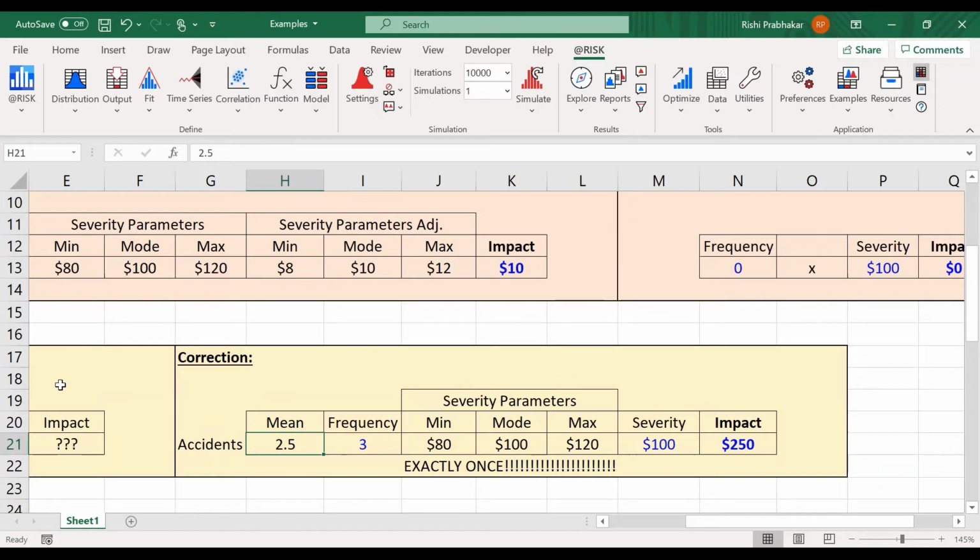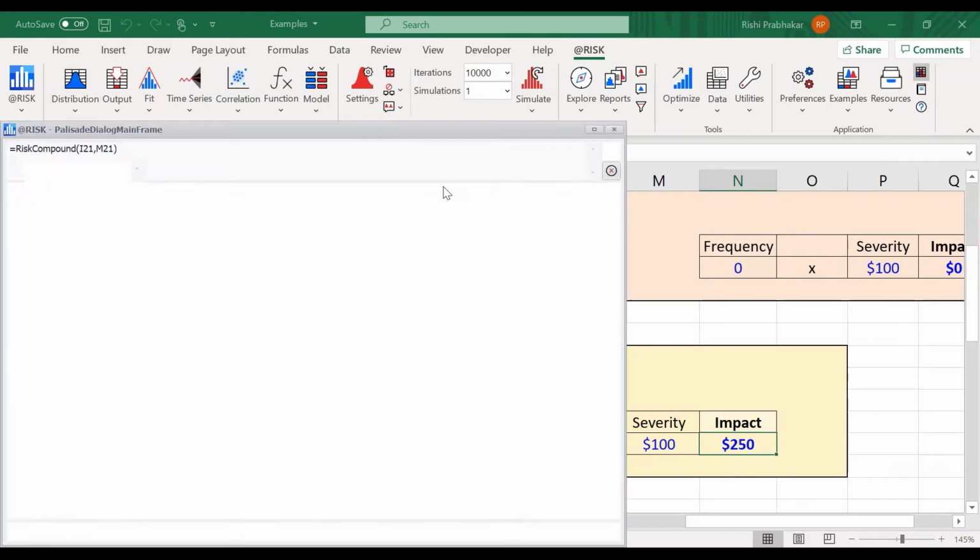A mean of 2.5. Let's say this is for next year. The impact of each accident has been modeled in this way. So if I want to know the actual impact of accidents, I need to add up all of the accidents that I'm exposed to. Okay, so I know the frequency of the accidents. I know the severity of each accident. And the process that combines them is called compounding.